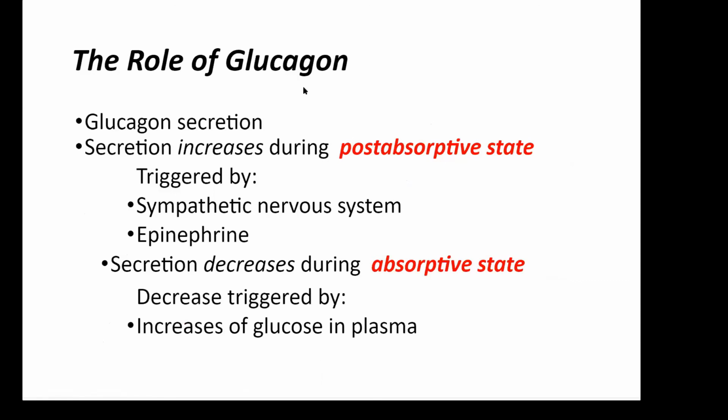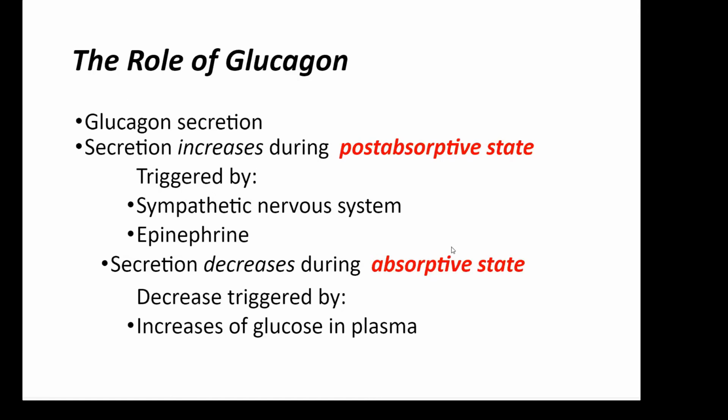Okay, so just another summary of glucagon, right? When we secrete glucagon, we're doing it during the post-absorptive state. So this can be triggered by the sympathetic nervous system and epinephrine, right? So stress, fight or flight stuff inspires us to break down our energy stores in order to get more energy in the body, right? We want to make sure we have tons of energy ready to do whatever we got to do to get away from a stressor.